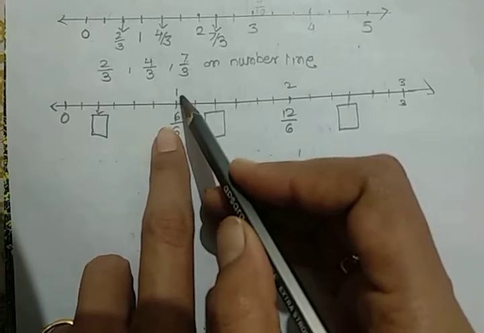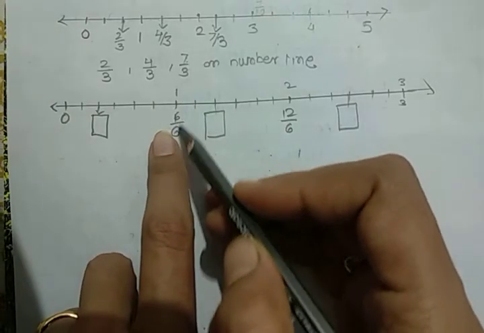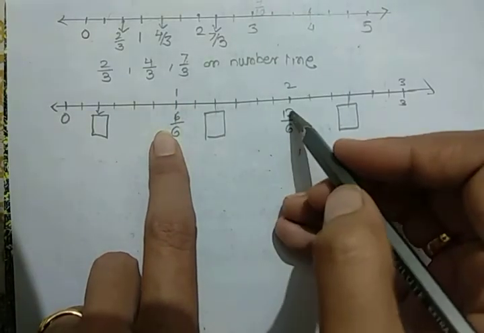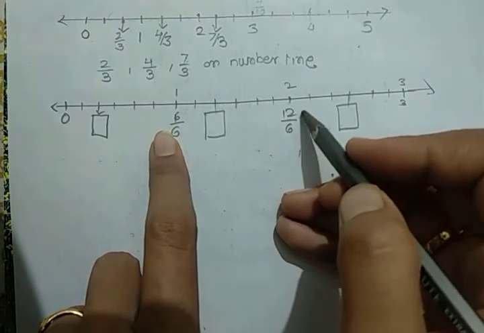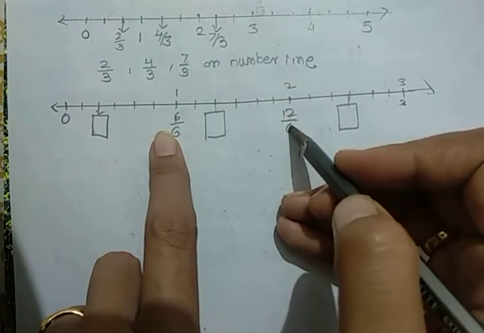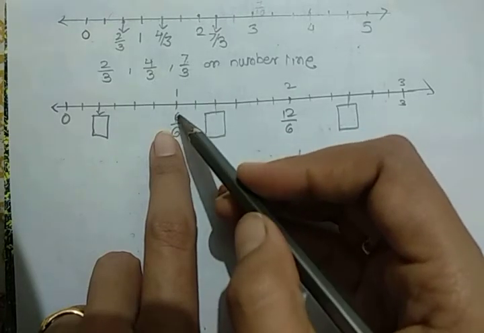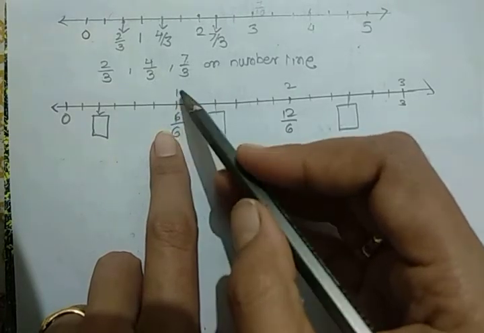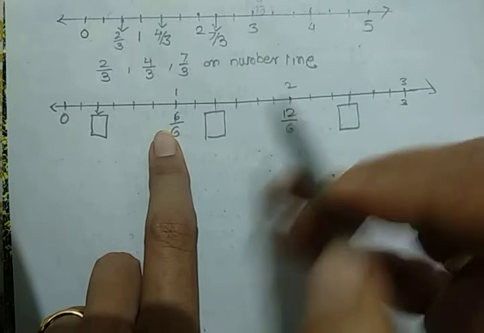Okay, after that see, 1 means 6 upon 6. 6, 6 get cancelled. Answer is 1. 12 upon 6: 6 ones are 6, 6 twos are 12. So answer is 2. So instead of 2 we wrote here 12 upon 6. Instead of 1 we wrote here 6 upon 6. 6 upon 6 means 1 and 12 upon 6 means 2.